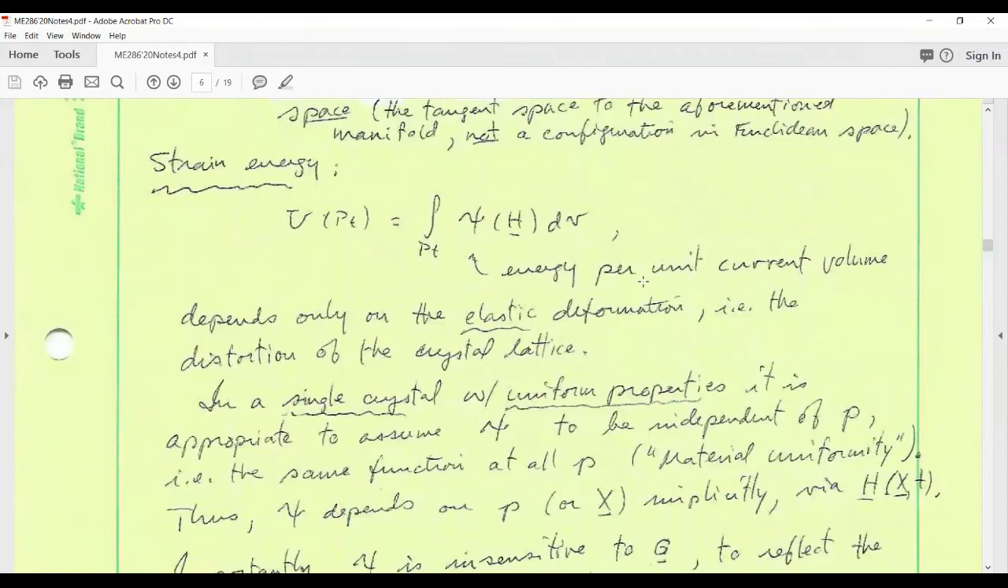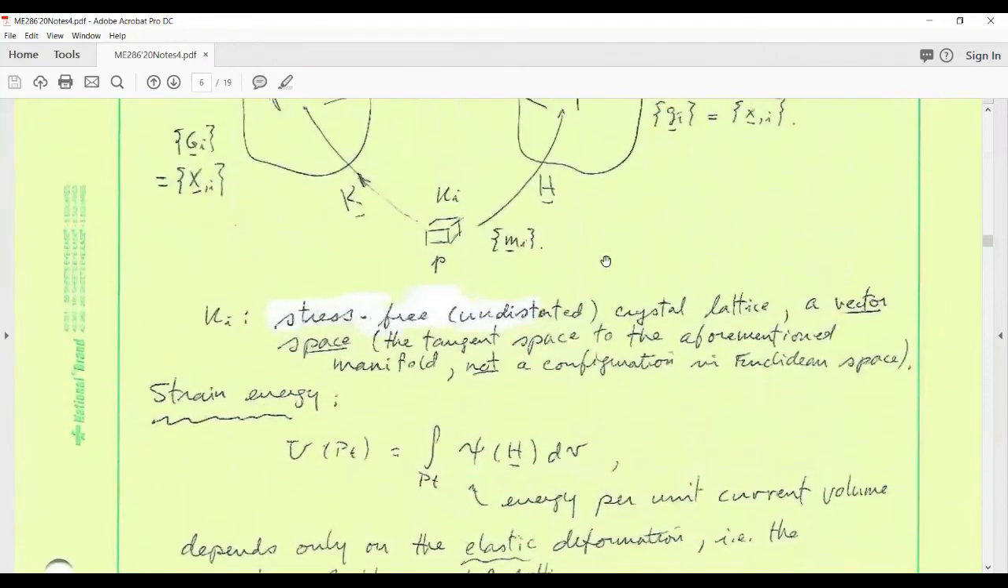But nevertheless, the strain energy in the crystal is due to elastic deformation. That's all I'm saying.